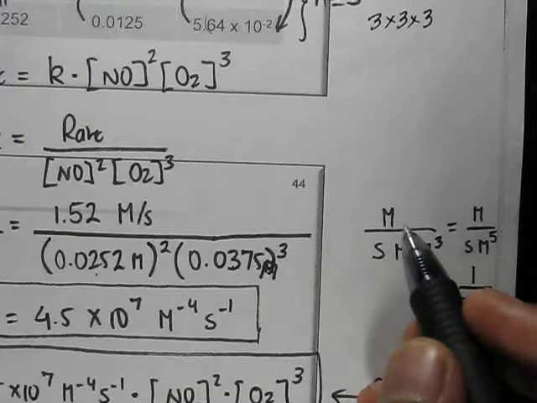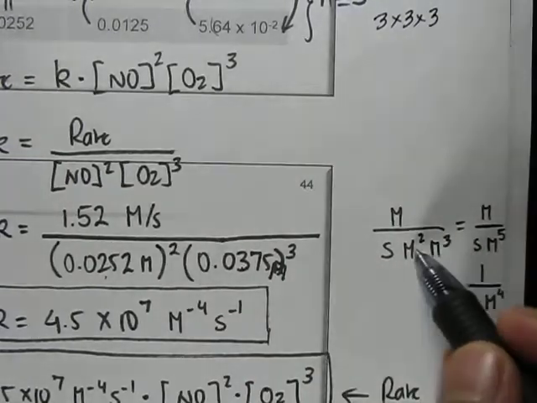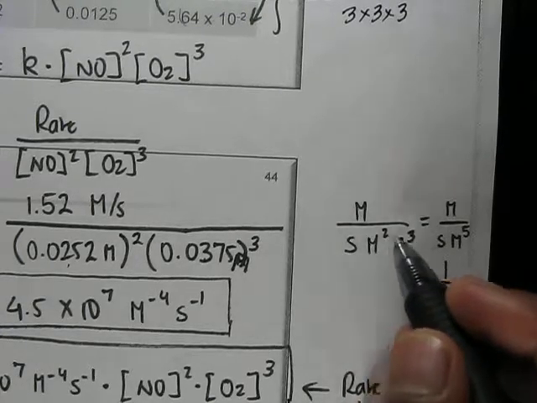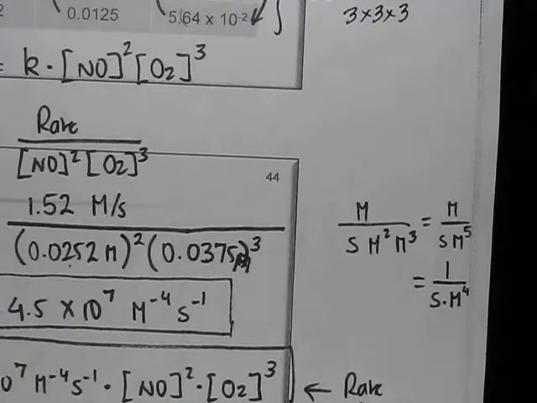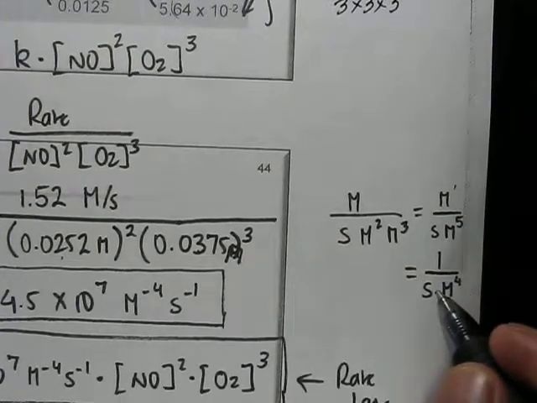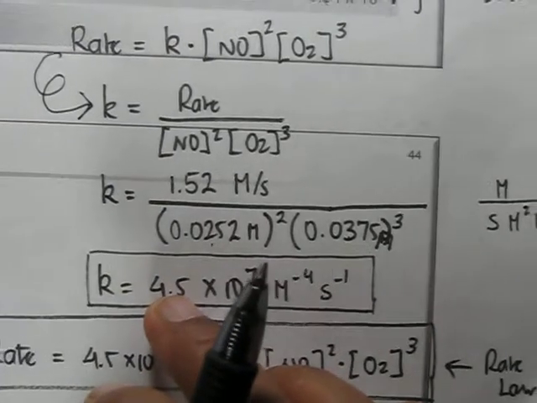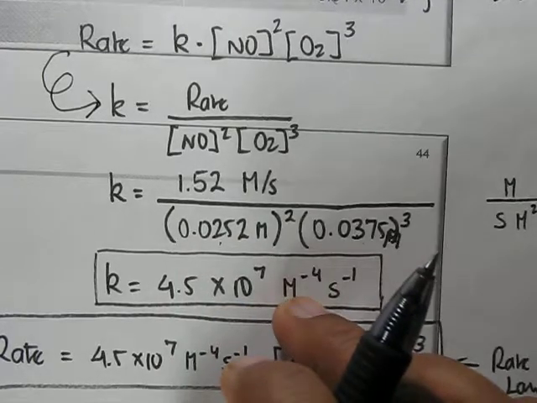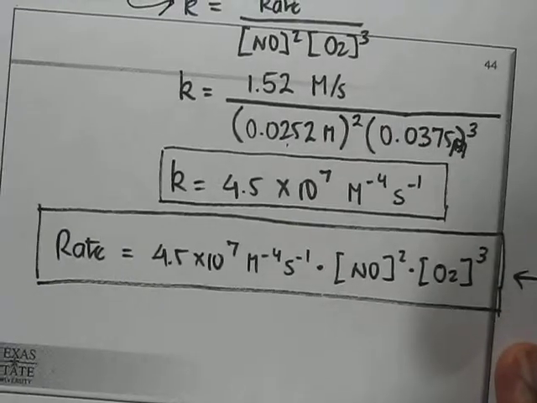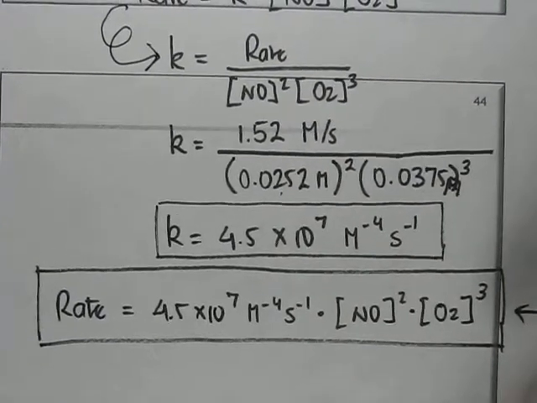Let's talk about the molar units. So we can open it like this, molarity per second, this is molarity per second. Molarity square, this is molarity square. Molarity cube, this is molarity cube. So molarity cube and molarity square will become molarity raised to the power 5. From here, one molarity will also be cancelled out, 1 and 1 cancel out, 1 over molarity raised to the power 4 second will remain. So we have to write the K in this form: 4.5 times 10 to the power 7 molarity to the power minus 4 and second inverse. Then we can rewrite the rate law with the value of K with its units. So this is another example of how you write the rate law and its unit.